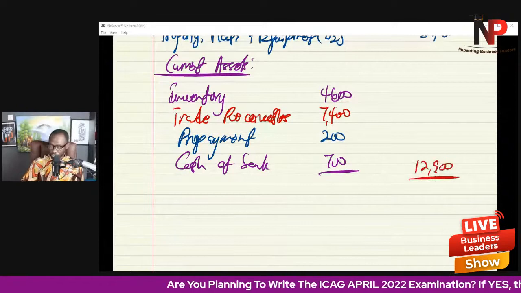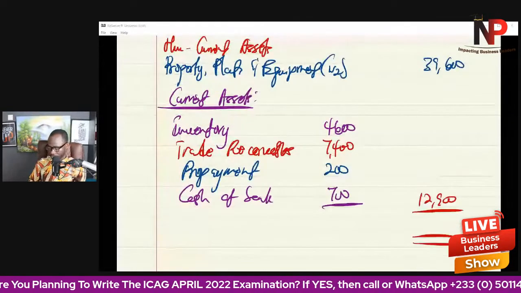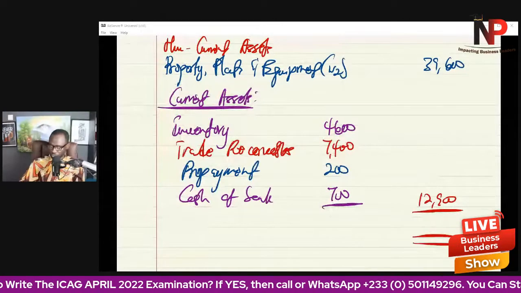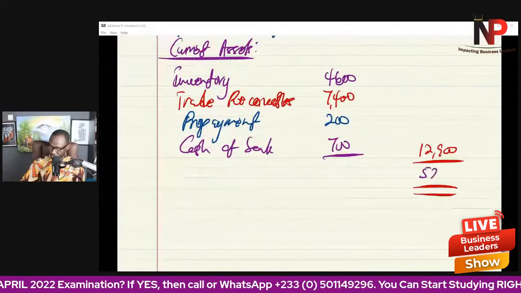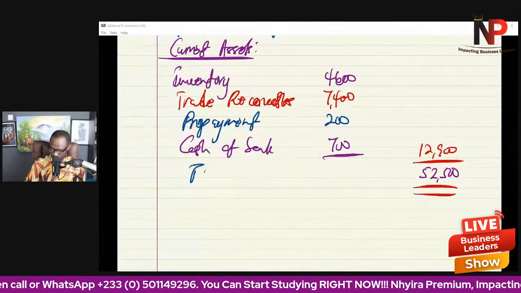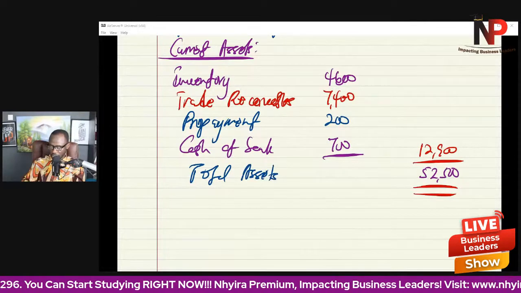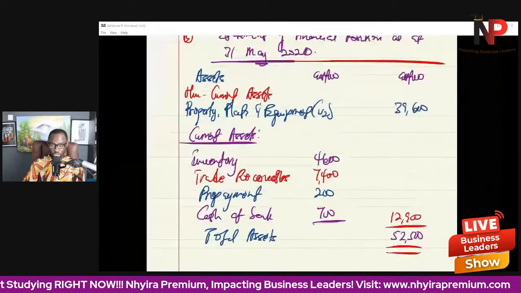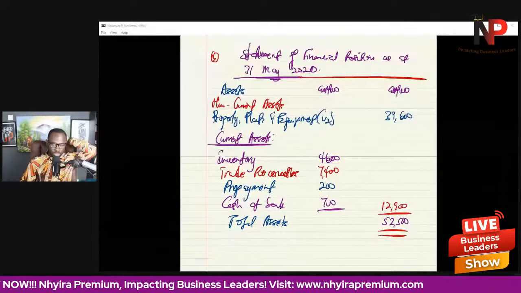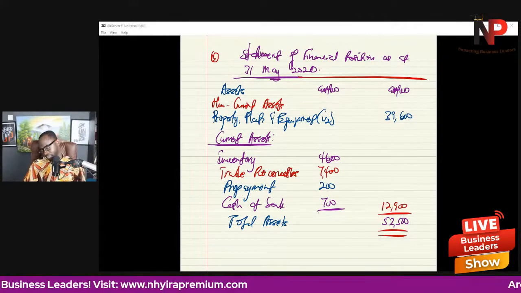We add that to the non-current assets. And that gives me 52,500. And so that gives us total assets. Okay? That gives us total assets. I hope you are getting the treatment.